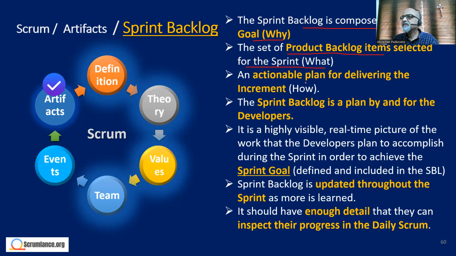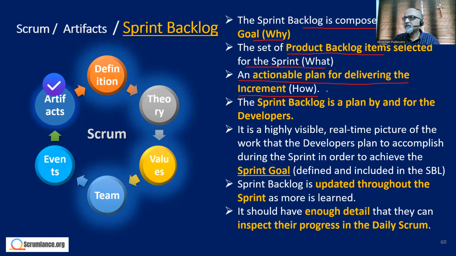An actionable plan for delivering the increment, how this is going to be accomplished. That will happen at the end of the sprint planning meeting, whereas the sprint goal might be defined before the sprint planning meeting, and may get revised during it. And we have the product backlog items. Again, the first cut is proposed by the product owner even before the sprint planning meeting, and during the sprint planning meeting, this may get refined or revised.